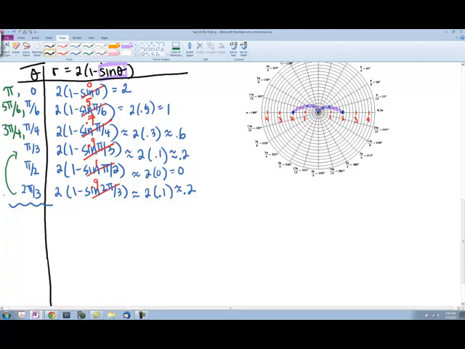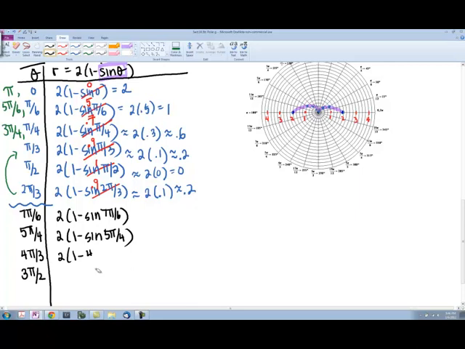So that would mean for us 7 pi over 6, 5 pi over 4, 4 pi over 3, and 3 pi over 2. So we'll have 2 times 1 minus sine of the angle, and so on. So as I'm writing these out, see if you can figure out what those trig function values are supposed to be, and what's our pattern now.